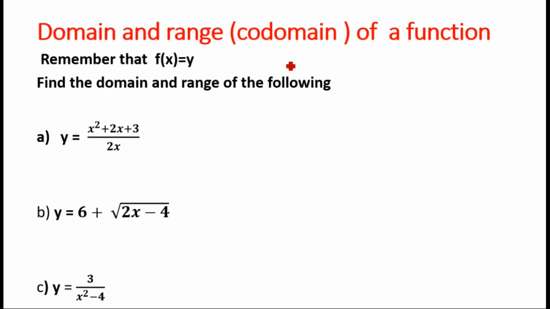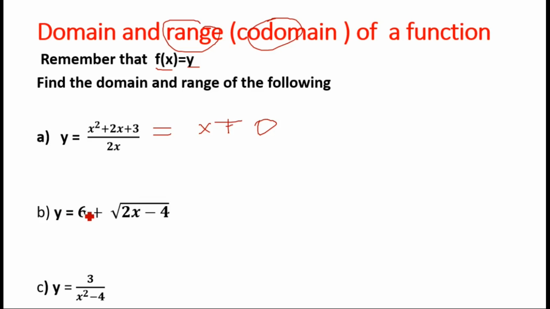What about domain and range? Range is also called codomain. As I said, f of x and y are similar. So y is equal to x squared plus 2x plus 3 means f of x. So what is the domain of this function? The domain should be defined for all values of x, but here x should be different from 0. If it is 0, the value will be undefined. So the domain of this one will be all real numbers except 0.